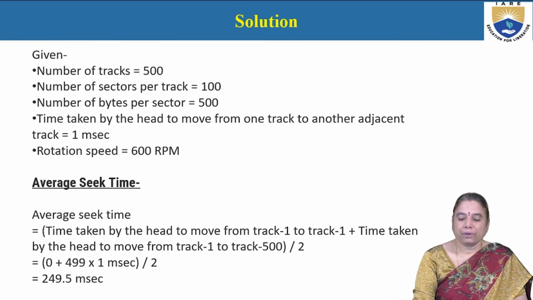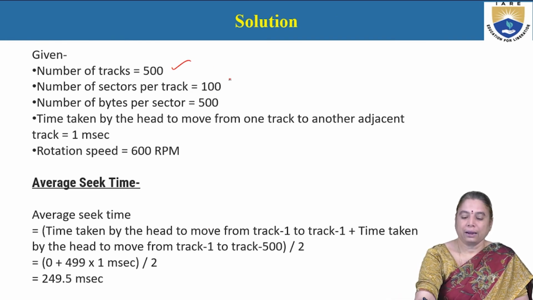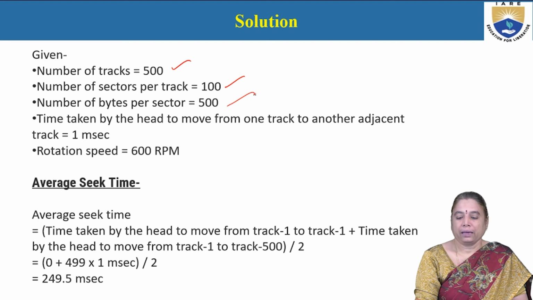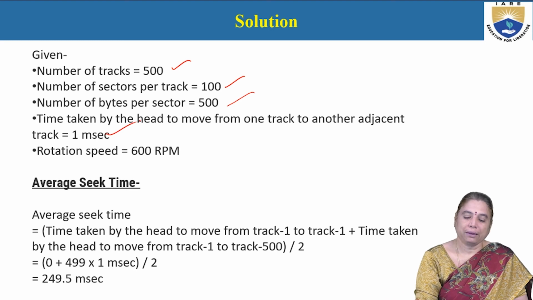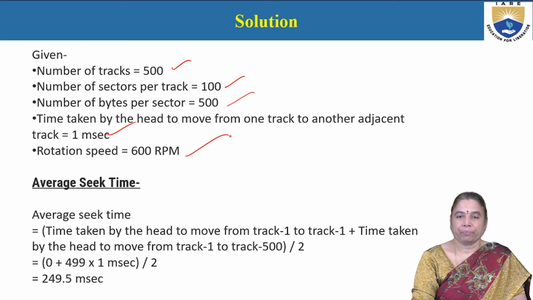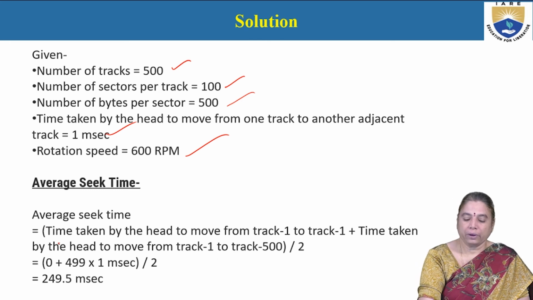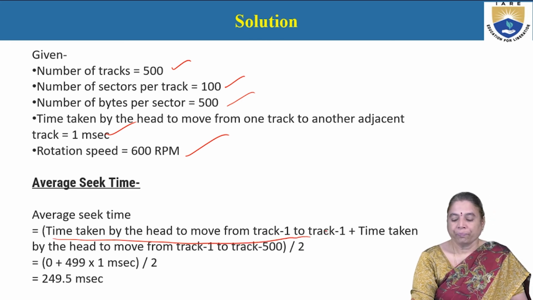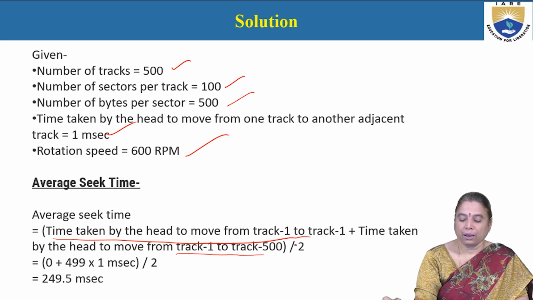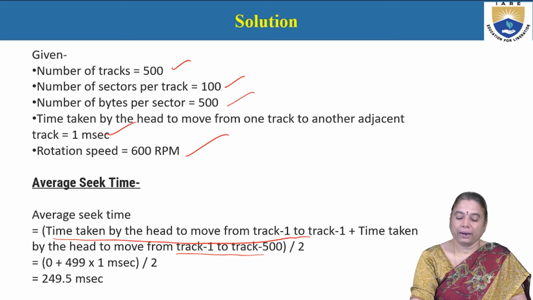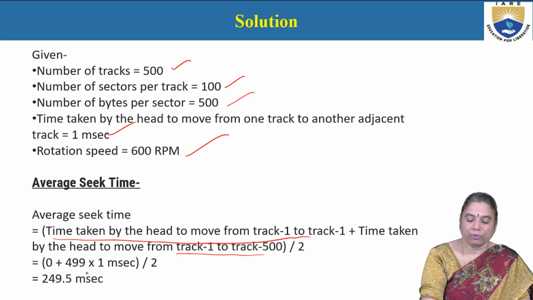So the values that are given in the problem are number of tracks 500, number of sectors per track 100, number of bytes per sector 500, time taken by the head to move from one track to another adjacent track is 1 millisecond, rotational speed is 600 rpm. So average seek time is equal to time taken by the head to move from one track to another adjacent track plus time taken by the head to move from track 1 to the maximum track 500 by 2. So it can be 0 plus 499 into 1 millisecond by 2. So the answer is 249.5 millisecond.